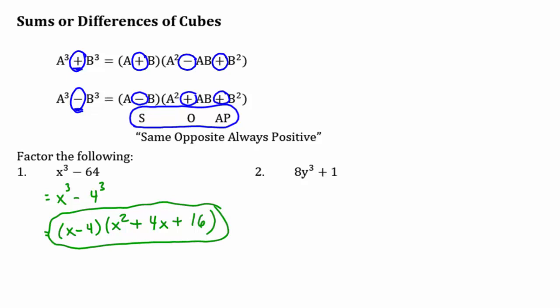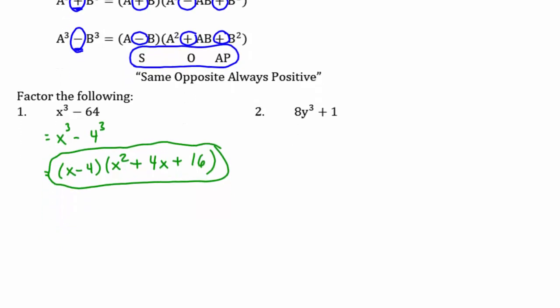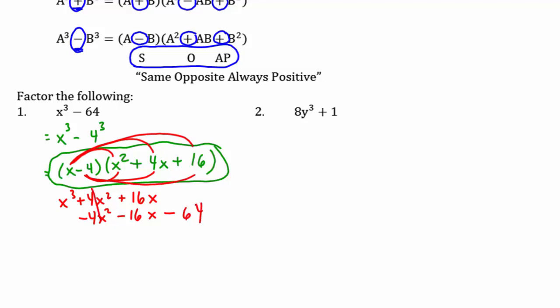Now I want to check my work for this first one. So when I check it, I want to distribute the x, so that's going to be x cubed plus 4x squared plus 16x. And then we have negative 4x squared minus 16x minus the 64. And as you see, the middle two terms will cancel out like they did back in the difference of squares. And here we have x cubed minus 64, which is what we had up there. Okay, so this checks out to be great.